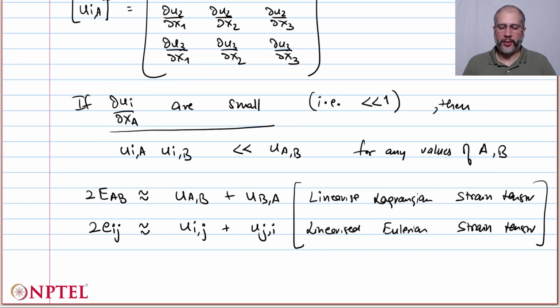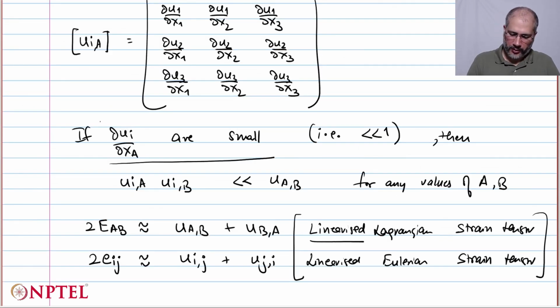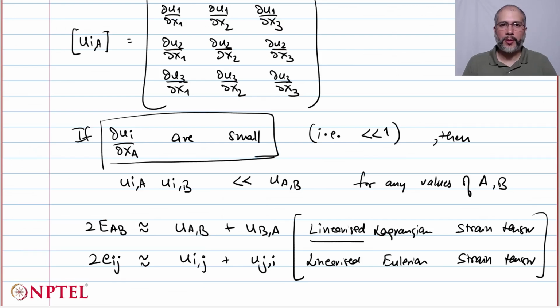Now you will notice two things. One, that we have written linearized, and the other is that we have not written finite now. Earlier we were calling the tensor Eab the Lagrangian finite strain tensor, but this time we don't have the word finite. And that is because the deformation or the displacement gradients this time are infinitesimal. So we very comfortably wrote that these terms of the displacement gradient tensor are small. But under what condition are they small?